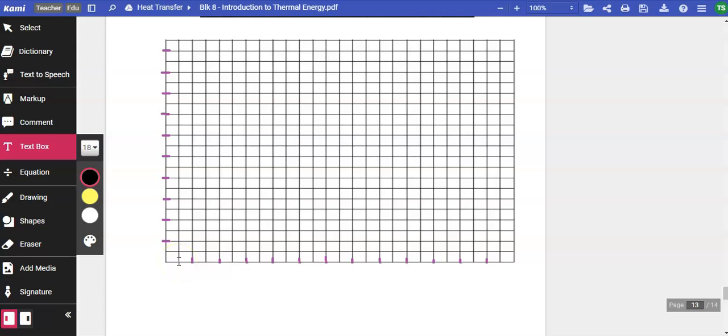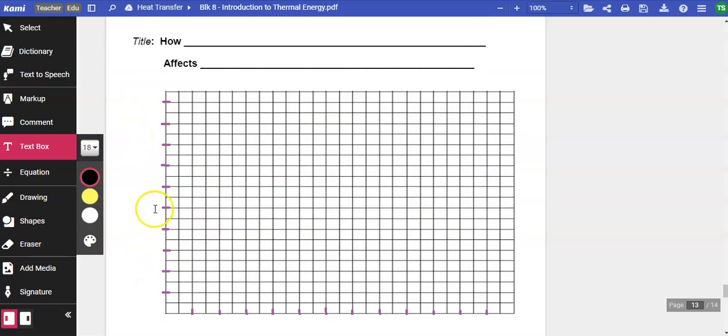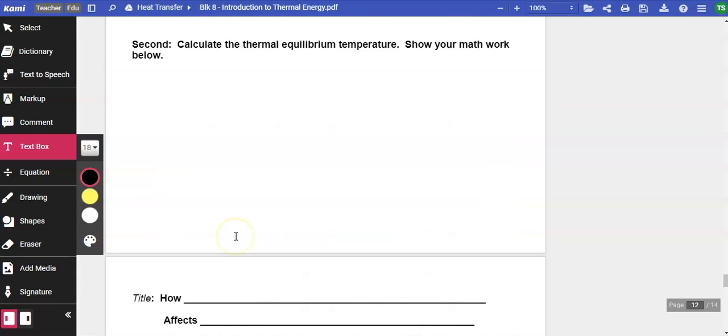So you could do threes. That would be a good interval to do. So like 3, 6, 9, 12, and so forth. And then your temperature would be your y-axis, right? Because we're watching how temperature changes over time.